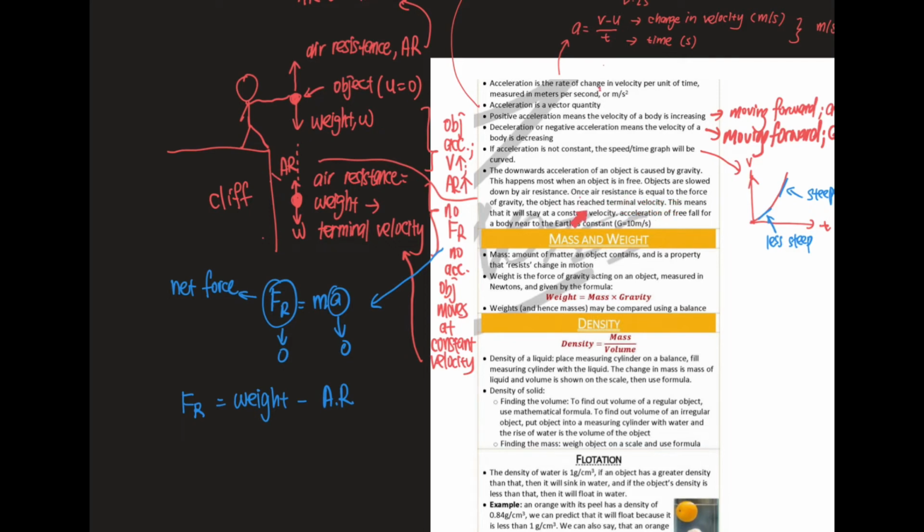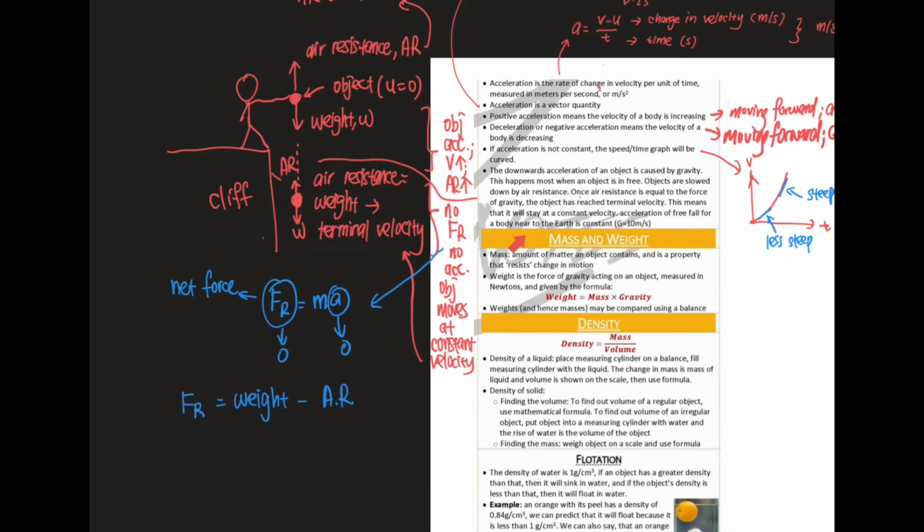Once air resistance is equal to the force of gravity, there is a point where the air resistance is equal to the weight. When the object is fast enough, we come to this point, and at that point the object has reached the terminal velocity. At that point, when the weight equals the air resistance, there is no more resultant force, no more acceleration, then it will come to terminal velocity. So this is the short version. This means that it will stay at a constant velocity. Terminal velocity means constant velocity.